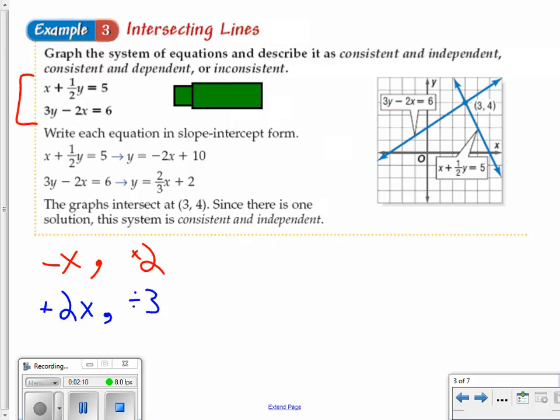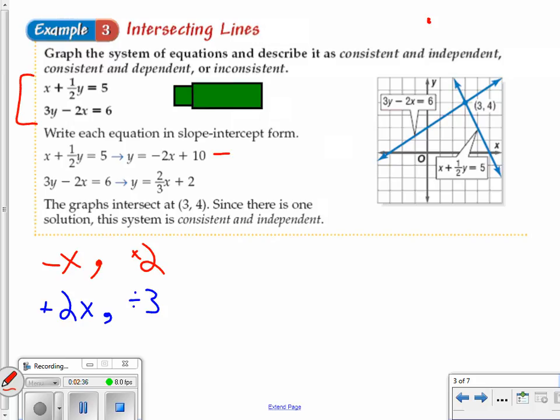Now, using these two equations, we still have the first equation and the second equation. They mean the same thing as the original equations. We just changed them to a different, more usable form. So in our first one, y equals negative 2x plus 10 means our y-intercept is way up here at 10. It was a little bit off the chart.